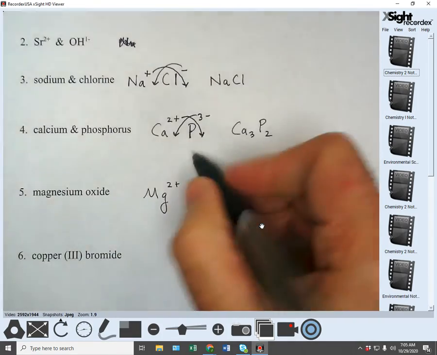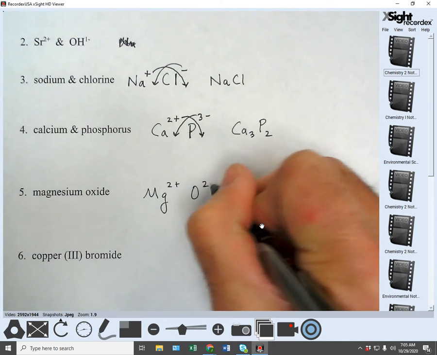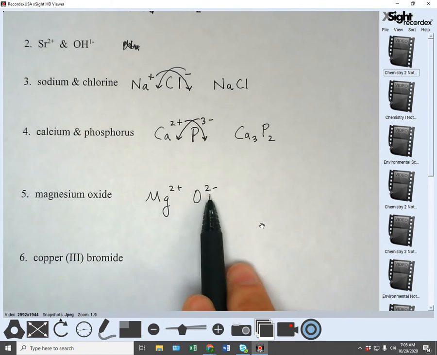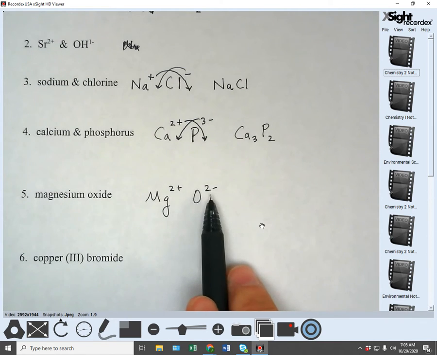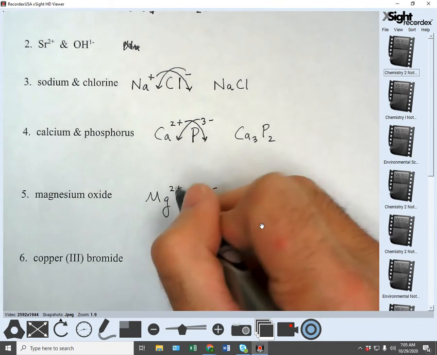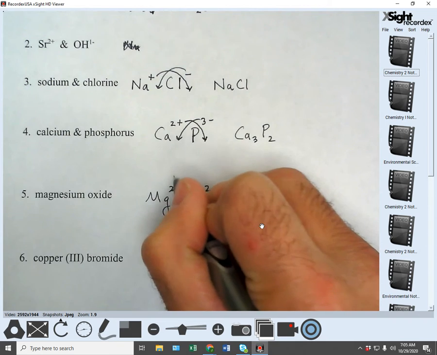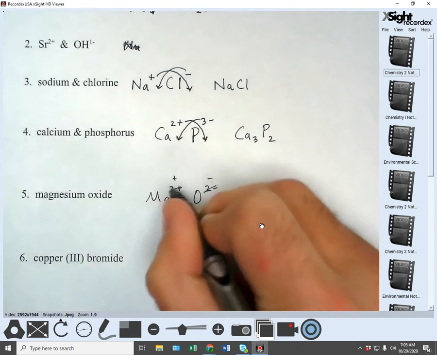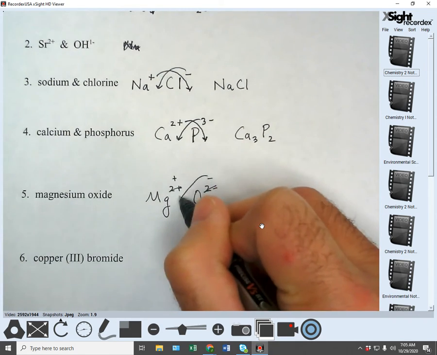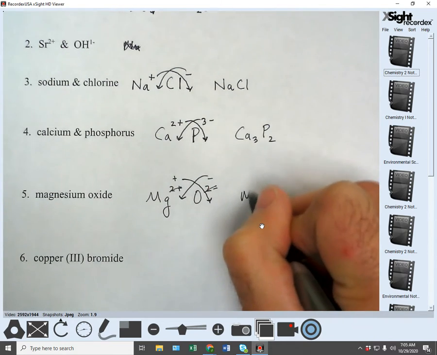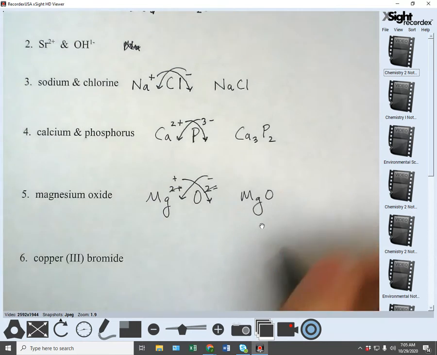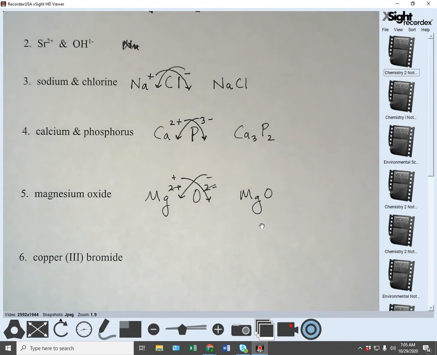Okay, so now check your charges to see if they can be reduced. Here they can. They're both 2's. They can be divided by 2. So we divide them both by 2, reduce them. We get +1, -1. We cross that down, and we end up with MgO. All right.